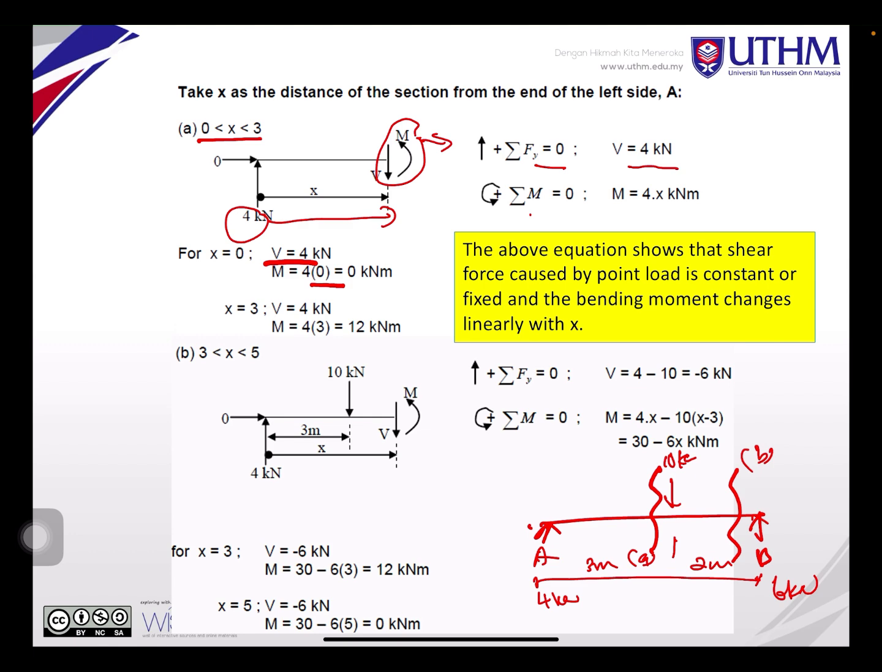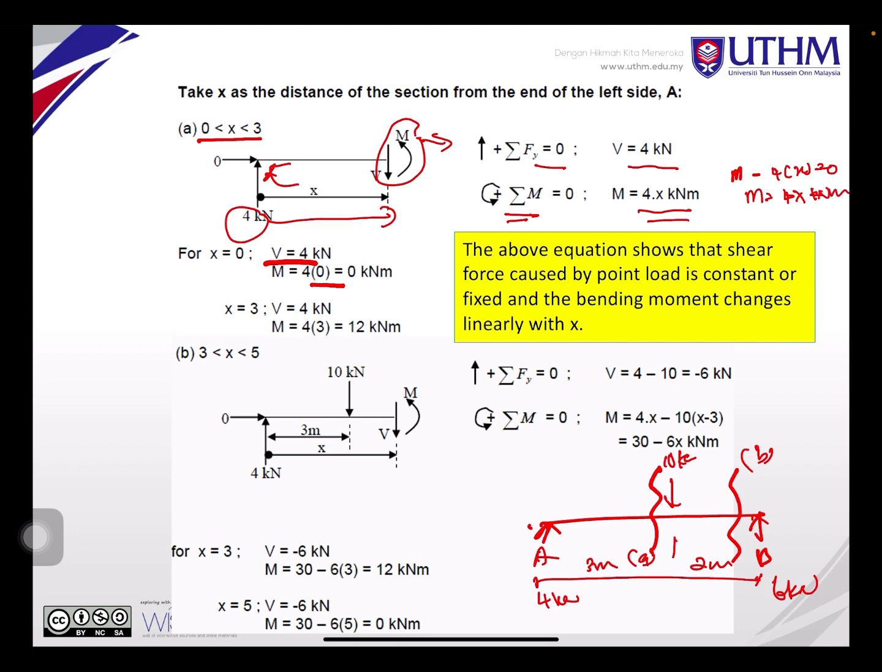Okay, so it's 4 times x kilonewton. Total moment about x equal to 0. Also this one you can see is going this way, so we assume going... the moment is equal to 0. Okay, so if you calculate moment, minus 4 kilonewton times x equal to 0. So moment equal to 4x kilonewton meter.